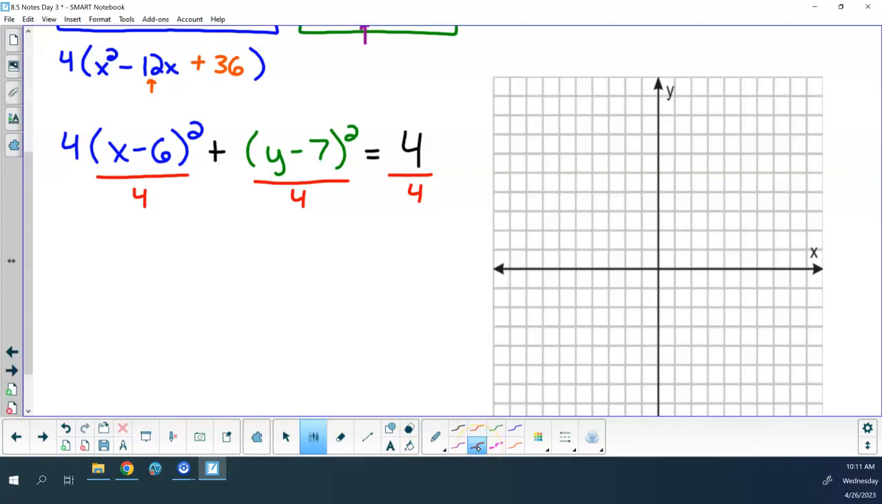So the general form of this conic, what's 4 divided by 4? 1. So that would be (x minus 6) quantity squared. I'm going to write it over 1 just so we see it in the ellipse form.